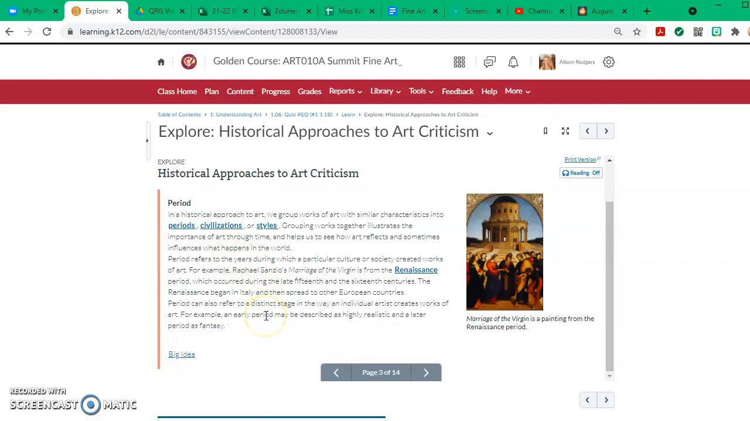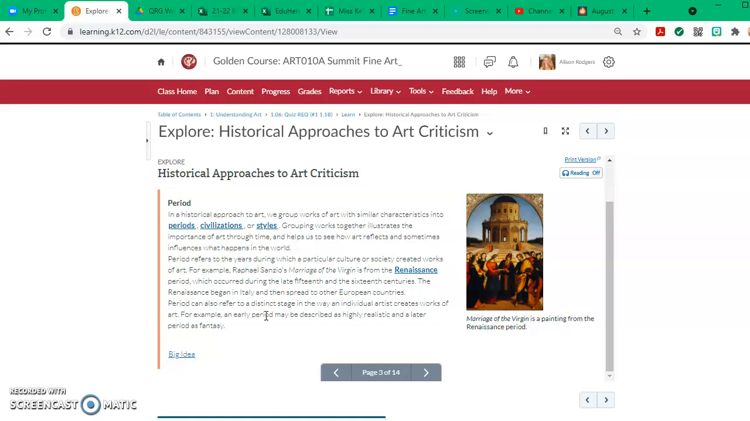Period. In a historical approach to art, we group works of art with similar characteristics into periods, civilizations, or styles. Grouping works together illustrates the importance of art through time and helps us to see how art reflects and sometimes influences what happens in the world. Period refers to the years during which a particular culture or society created works of art. For example, Raphael Sanzio's Marriage of the Virgin is from the Renaissance period, which occurred during the late 15th and 16th centuries. The Renaissance began in Italy and then spread to other European countries.